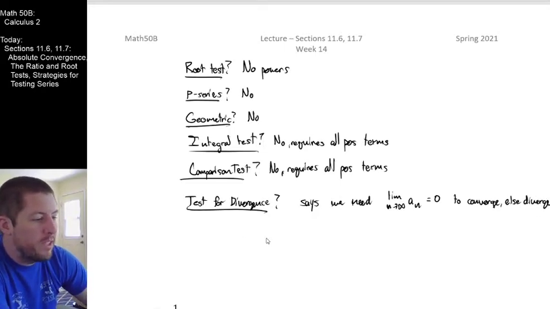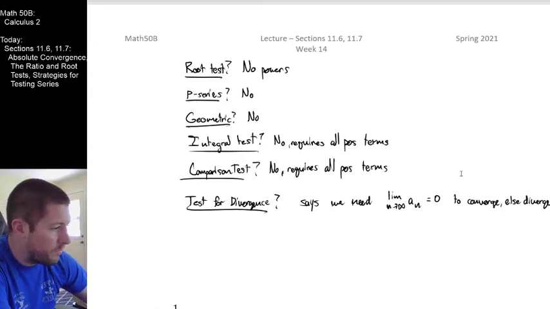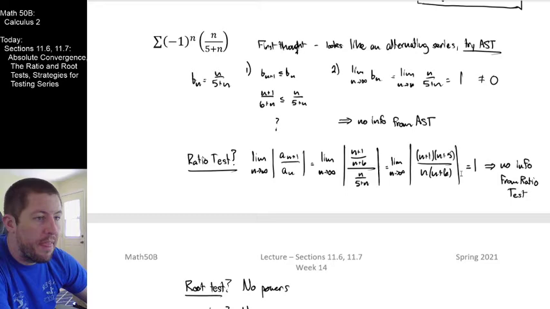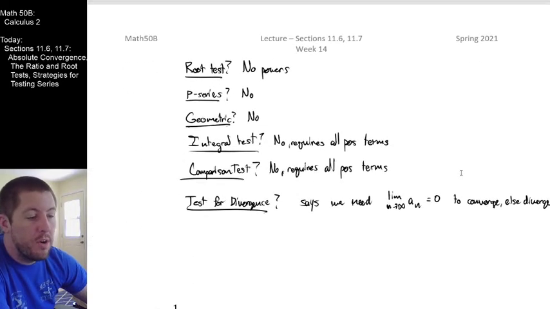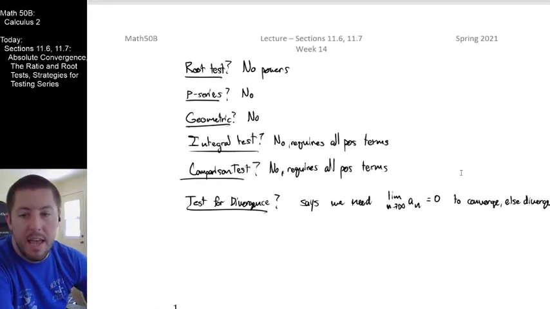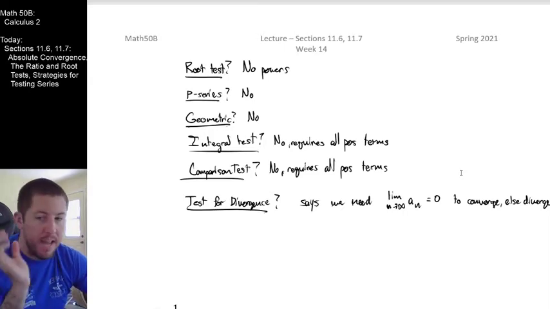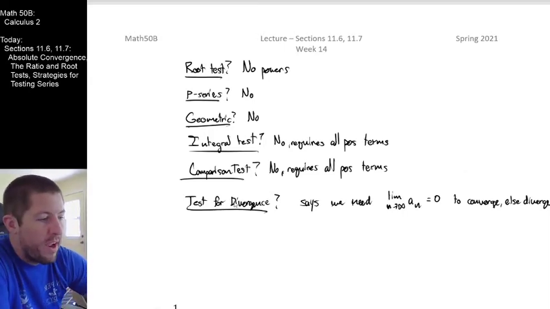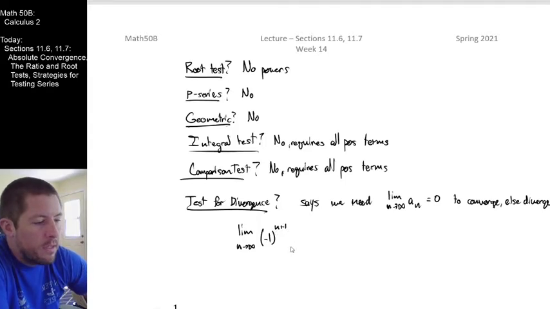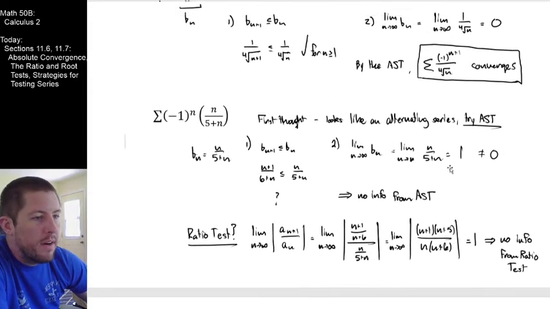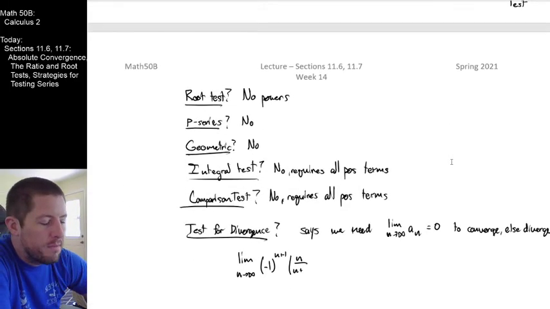Well, maybe we can actually take a look at this guy right here because I think I can take this limit right here. Now, we should notice that this test for divergence does not say b sub n is the positive part or take an absolute value. So we have to keep the whole thing right here. So it seems like our limit as n goes to infinity of negative 1 to the n plus 1 times n over n plus 5.